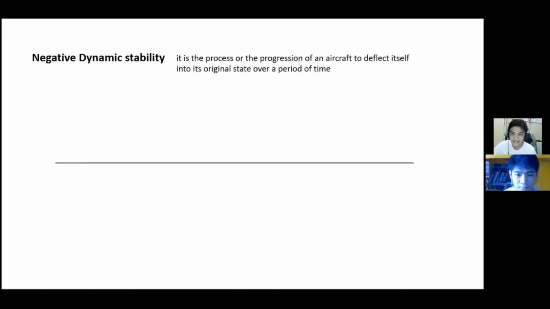Next, last is the negative dynamic stability. It is the process or the progression of an aircraft to deflect itself away from its original state over a period of time. So this is kind of the same as the positive dynamic stability, but instead of flattening itself out or returning to its original neutral position, this negative stability deflects the aircraft out, making those oscillations become bigger and bigger and farther from the neutral position over a period of time.